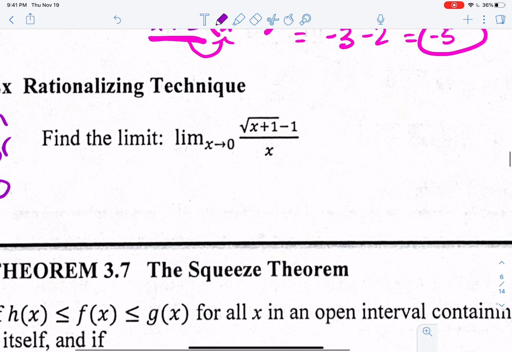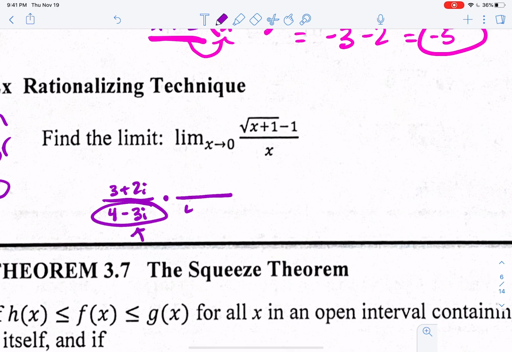And we did this just recently in the last chapter when we did i's. When we would have something like 3 plus 2i over 4 minus 3i, we did not like the i in the bottom, so to rationalize that I would multiply by the conjugate, 4 plus 3i, on both the top and the bottom. By doing that, when I FOILed, the i would go away, and I would not have an i left over in the bottom.